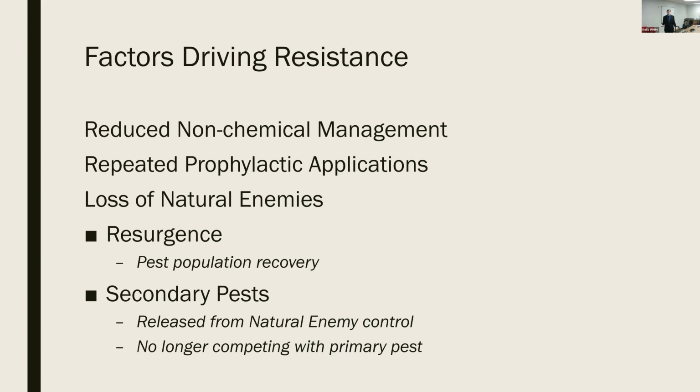And another final factor that I believe has driven resistance over the years is a loss of natural enemies as a result of insecticide control tactics. This leads to resurgence of primary pests as those populations are able to recover more quickly than the natural enemy populations. And in addition, it releases secondary pests from natural enemy control and also from the competition that they may have been experiencing with those primary pests. This allows them to become a much larger concern as a pest resistance issue, and also causes them to have exposure to that insecticide and allows for resistance development over the generations.